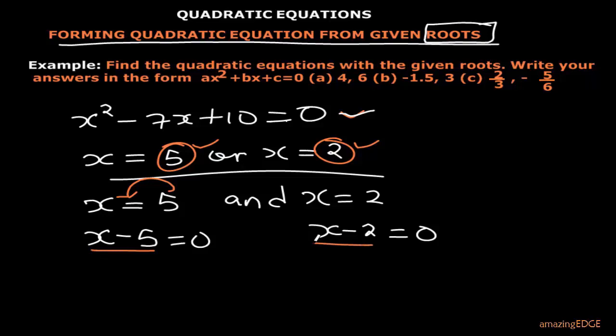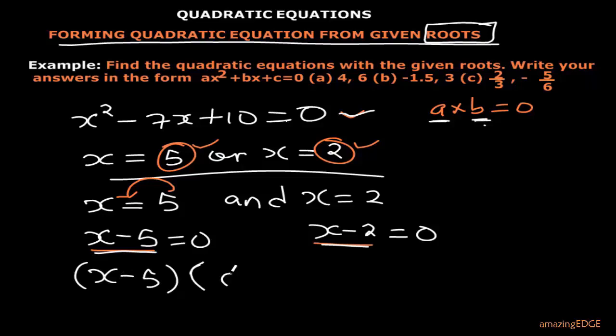Do you remember our principle that if a times b is equal to 0, it means that a is equal to 0 or b is equal to 0, or both a and b are equal to 0? So this corresponds to a situation where this is our a, equal to 0, and here our b is equal to 0. That means if you combine them, a times b will give us 0. So x minus 5, which is our a, times x minus 2, which is our b, will give us 0. So we are choosing this 0 to get a quadratic equation equal to 0.